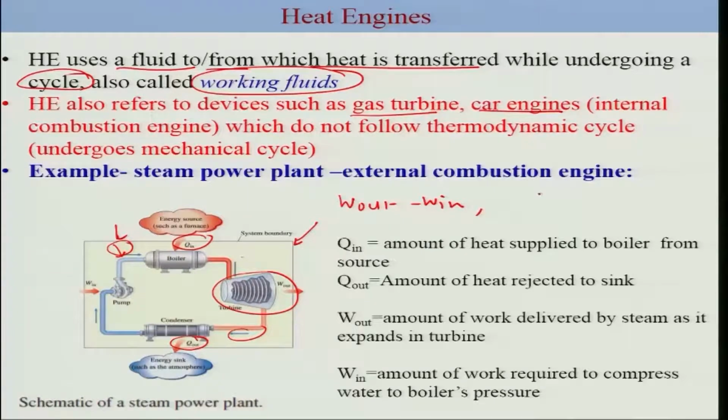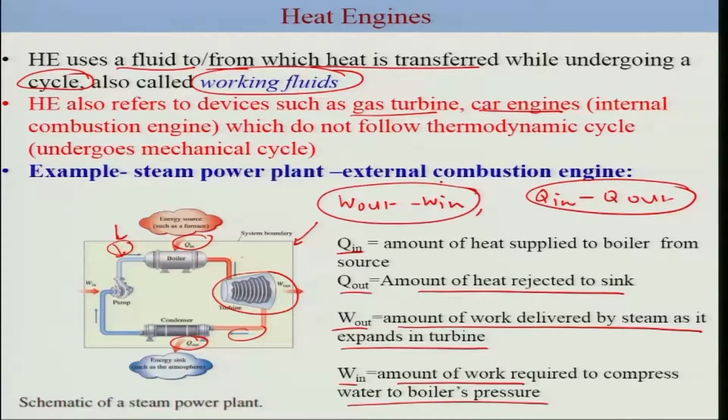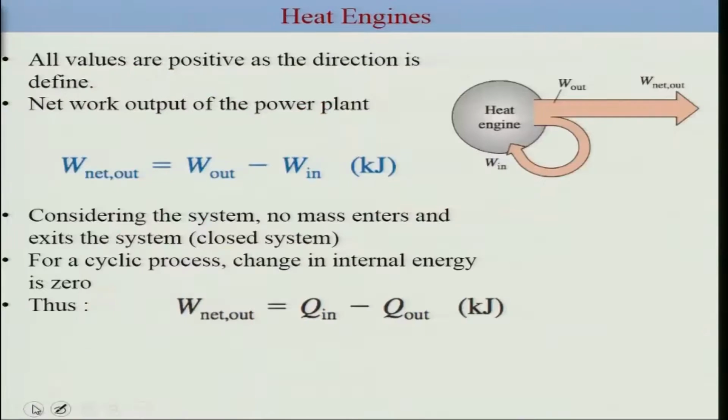Net heat supplied is nothing but your Q in minus Q out. These are the definitions I have already discussed. Q in is the amount of heat supplied to the boiler from the source. Q out is the amount of heat rejected to the sink, and W out is the amount of work delivered by steam as it expands in the turbine. W in is the amount of work required to compress water to boiler pressure. This is your net energy supplied to the system, and this is your net work done by the system. Considering that the directions are already given, the values are positive.